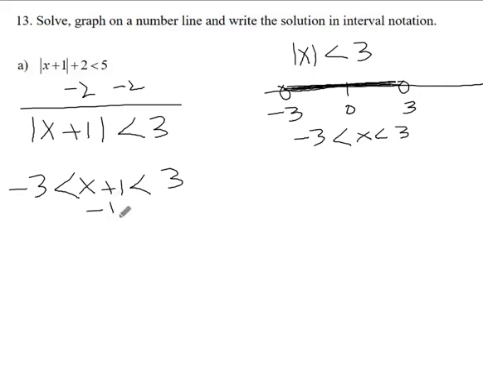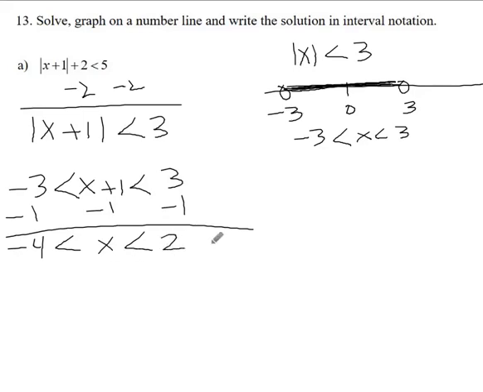To solve for x, I'm going to subtract 1 from each side of the inequality. I get minus 4. x would be between minus 4 and 3 minus 1, which would be 2. So all the numbers between minus 4 and 2 would be the solution.